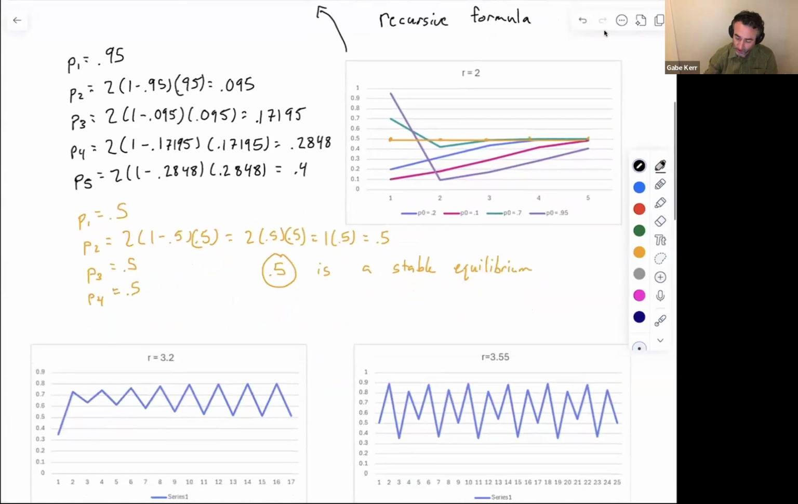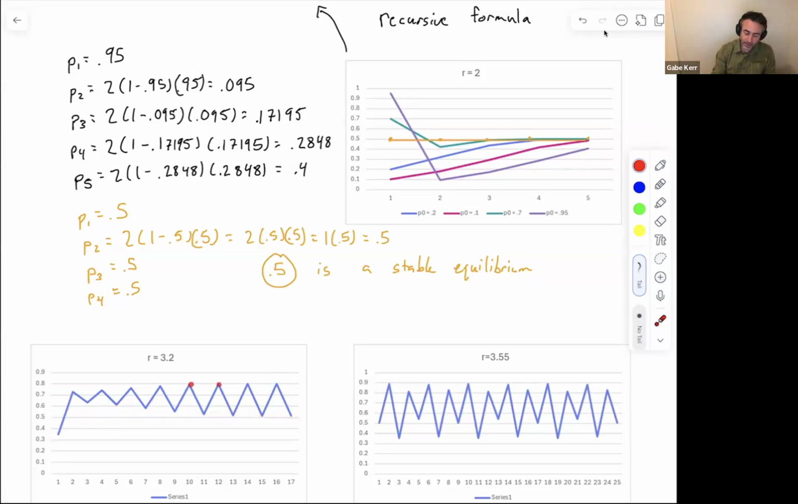Well, if I change R to something like 3.2, what ends up happening is I get a situation where my population starts out, it can kind of move around, but eventually it settles into a pattern of just periodic up, down, up, down. In other words, there are sort of two places that look like equilibria, like a point 0.8 here and a point 0.5 here.